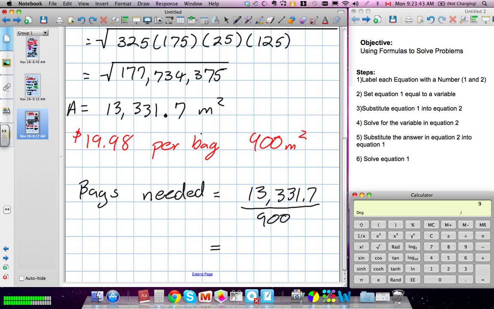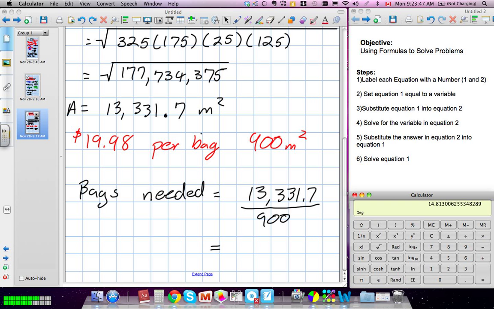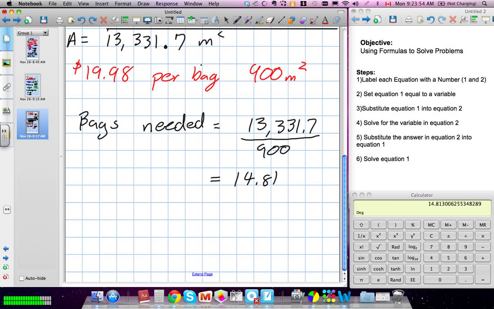Now, if I'm going to purchase a bag from the store, do you think they're going to sell me 0.81 of a bag? They won't. How many bags are we going to need? 15. Approximately 15 bags.